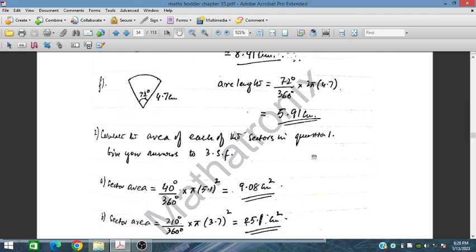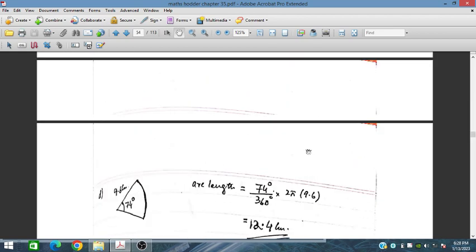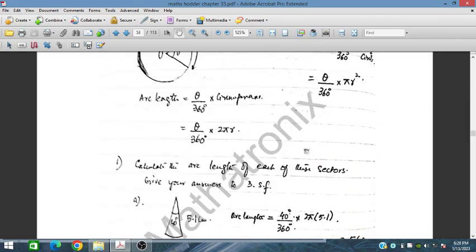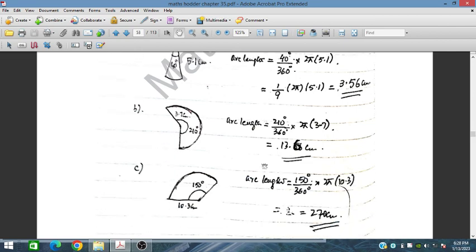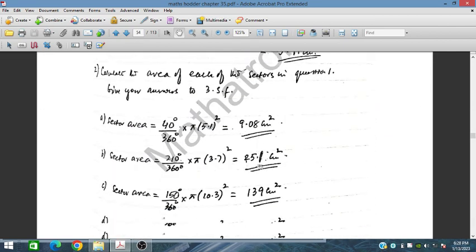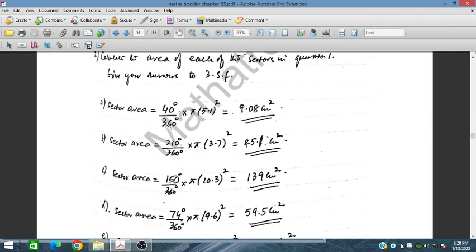Calculate the area of the sector of this. So let's solve this one for the area. In place of this, the radius is 5.1 and the angle is 40 degrees. So the first one is 40 degrees over 360 degrees into pi times 5.1 squared. This is the radius squared. So this is the area: 9.08 centimeters squared is the sector area for this one.